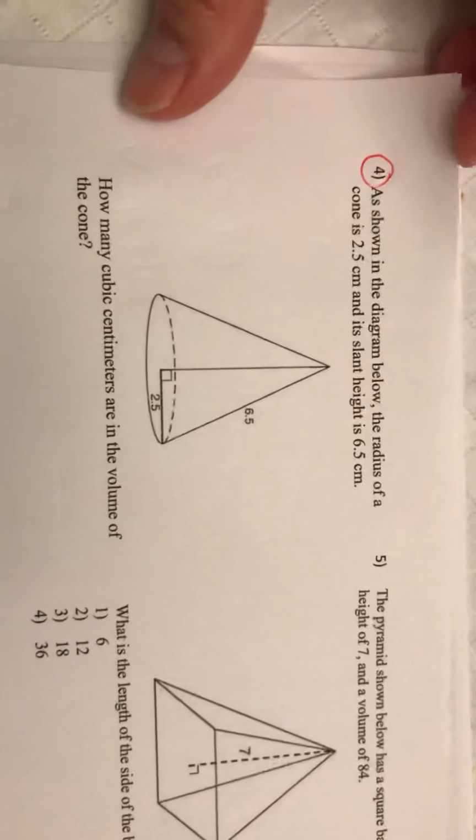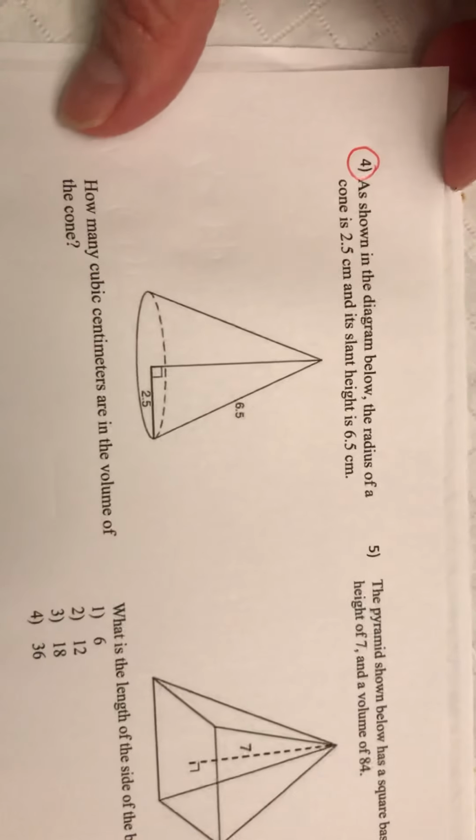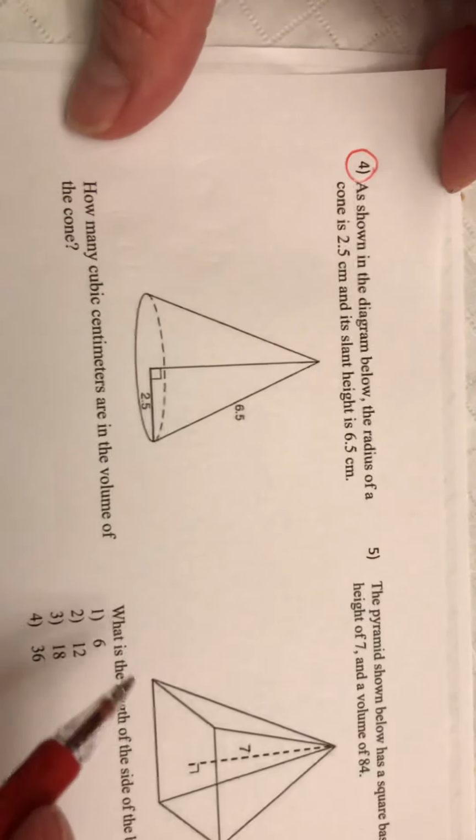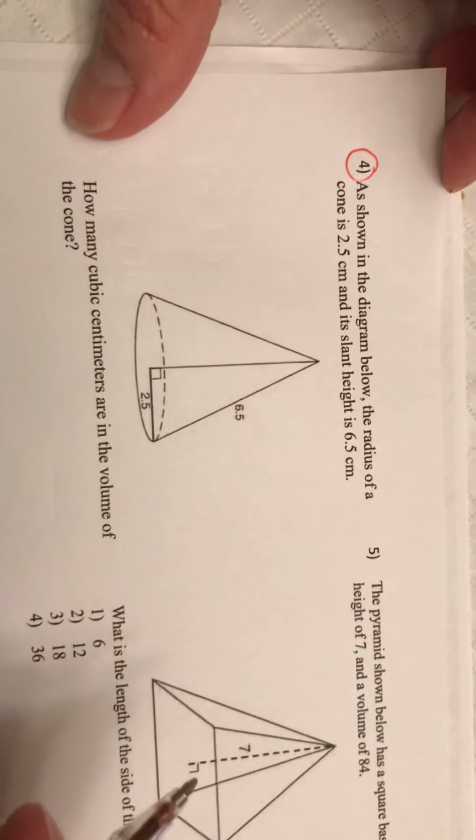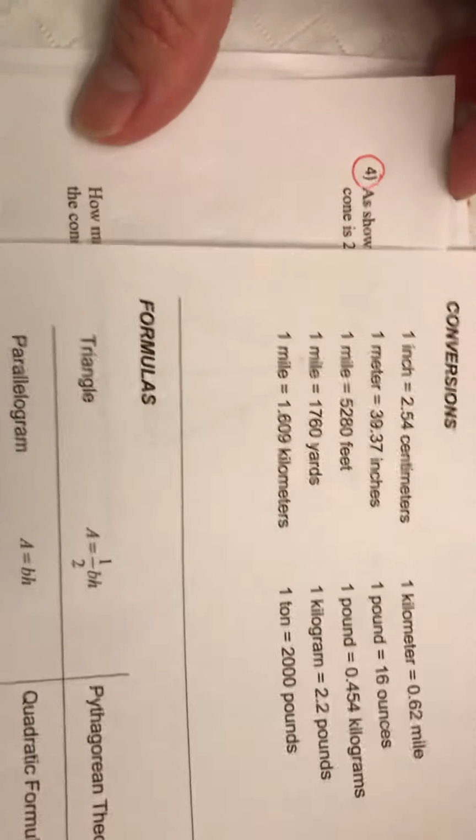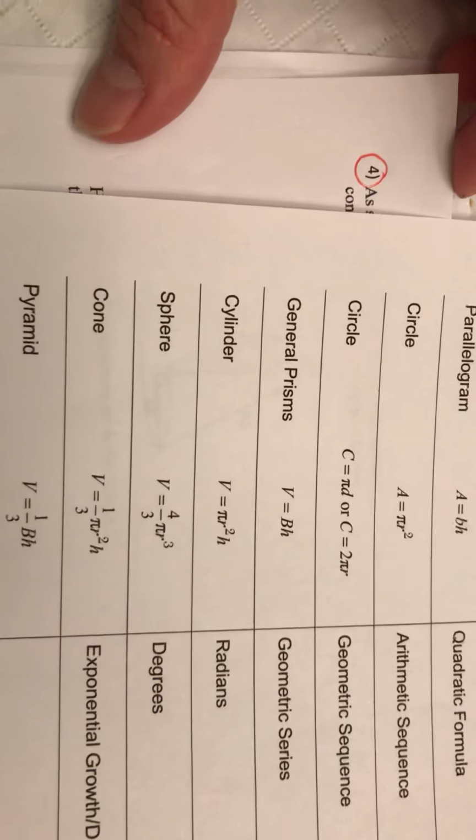All right, kids, we're going to do a couple more of these questions and then have you work on some of these on your own. All right, we're going to check out number 4. Number 4 is a cone. If you check this out, the volume of a cone is 1/3 pi r squared h.